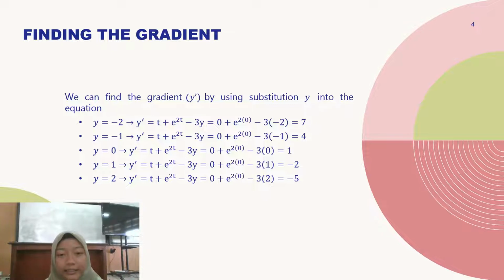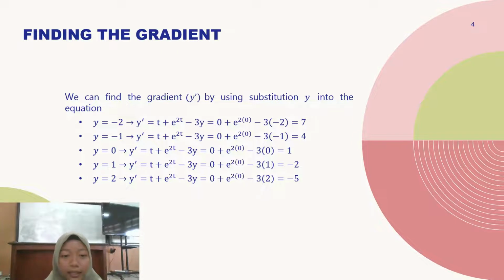We know that the gradient is the first derivative of y. So we can find the gradient y prime by substituting y into the equation. Here, we choose t equals 0 and we choose y equals negative 2, negative 1, 0, 1, and 2. For the first, y equals negative 2. Here, we get y prime equals t plus e to the power 2t minus 3y equals 0 plus e to the power 2 times 0 minus 3 times negative 2 equals 7.